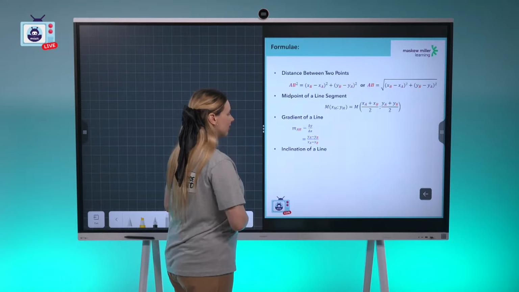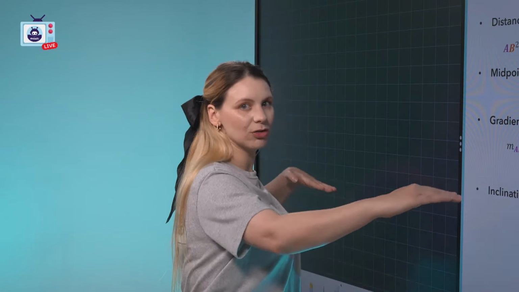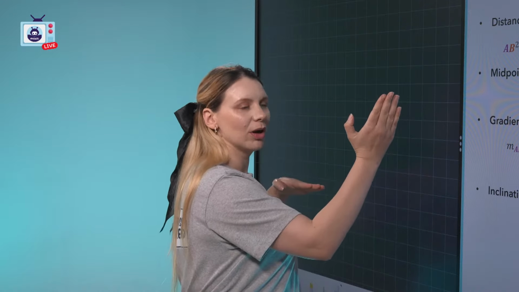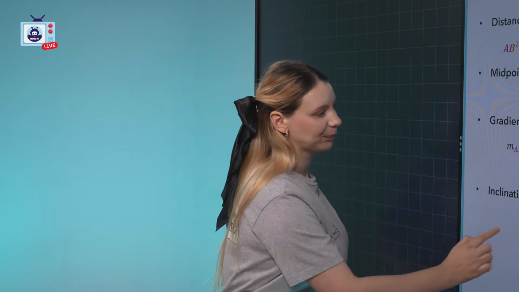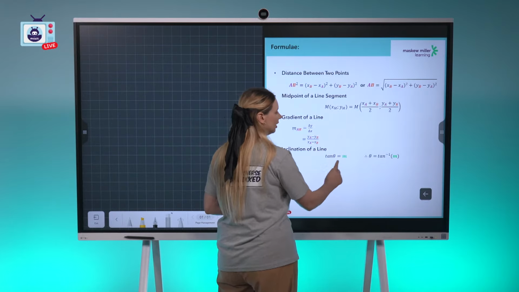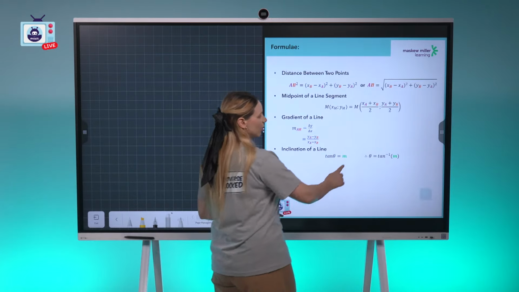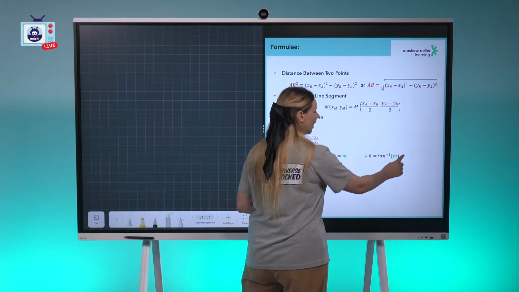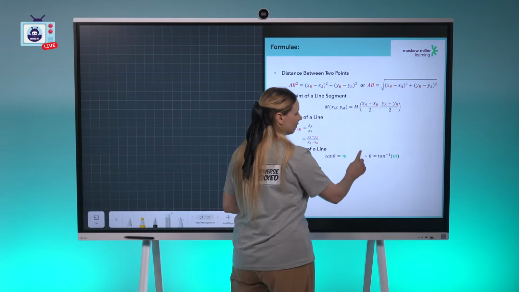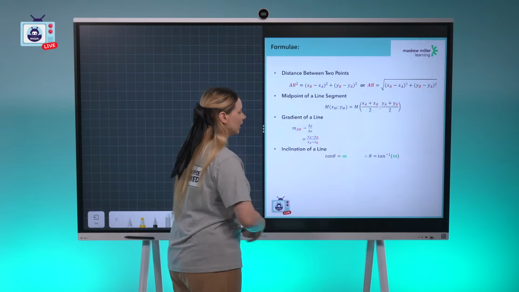Then we are going to look at the inclination of a line. That's your angle of inclination, measured from the horizontal in an anti-clockwise direction to the line. The formula that you will see on your formula sheet is tan theta equals m, m being the gradient of that line. Then the second step, when we're finding that angle, is to use the inverse tan on our calculator and sub that gradient in there.